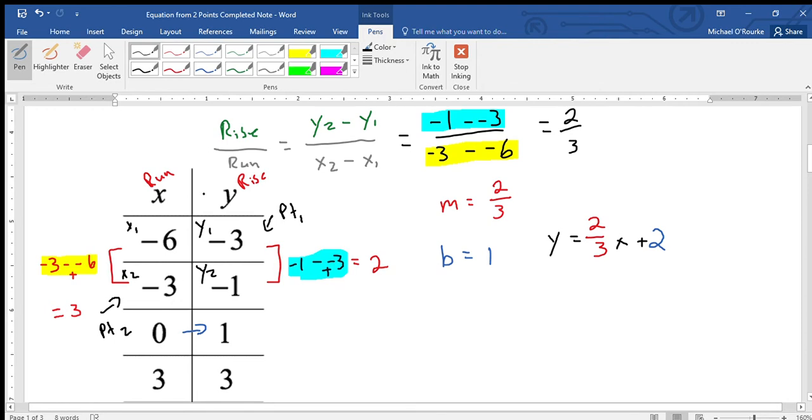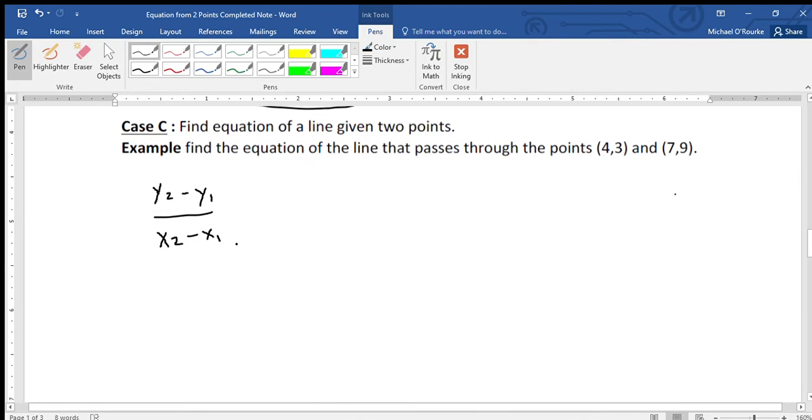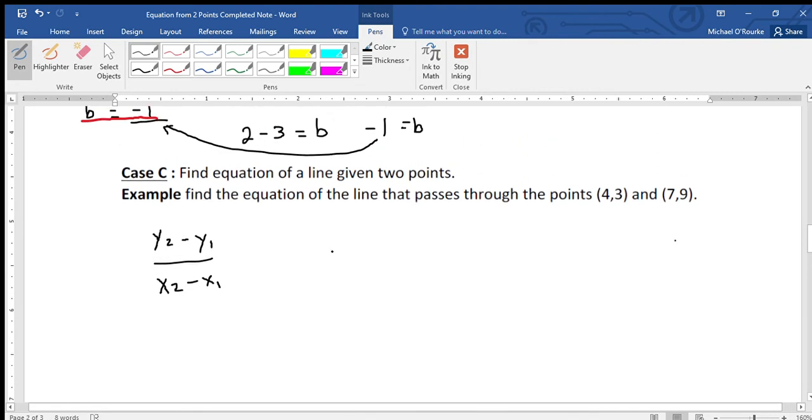So there's nothing new that we're doing. We're just learning it, applying it in a new context. So this is how I go at these ones. I pick either one of these points to be point 1, either one of these points to be point 2. Just because I like to, I pick the first one I see as point 1. I'm then going to label it x1, y1. And this one's going to be x2, y2. Then I'm going to plug it into my formula.